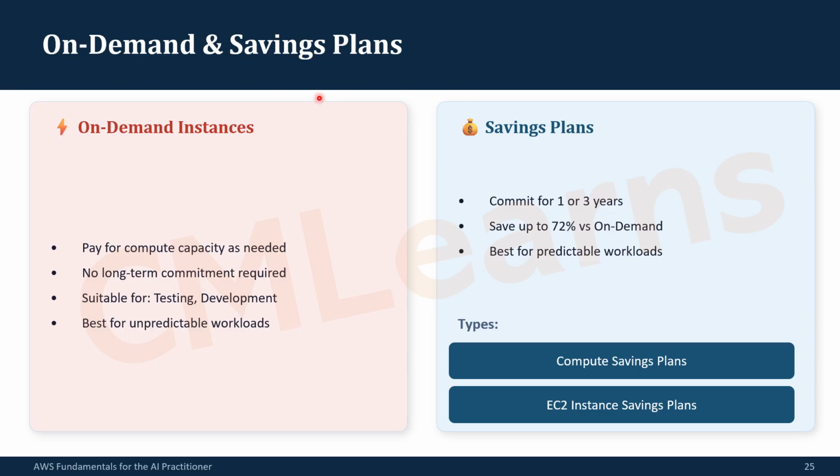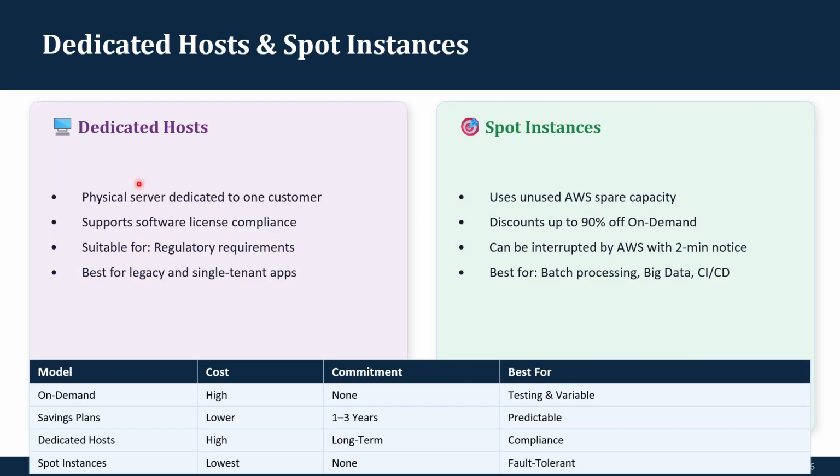So here, On-Demand versus Savings Plans. On-Demand means you pay for compute capacity as needed for the things you use, with no long-term commitment, and it is suitable for testing and development, as I said. In Savings Plans, we have a commitment for 1 or 3 years, but the savings are higher, like I said. The examples for that are EC2 Instance Savings Plans and Compute Savings Plans. And then Dedicated Hosts and Spot Instances.